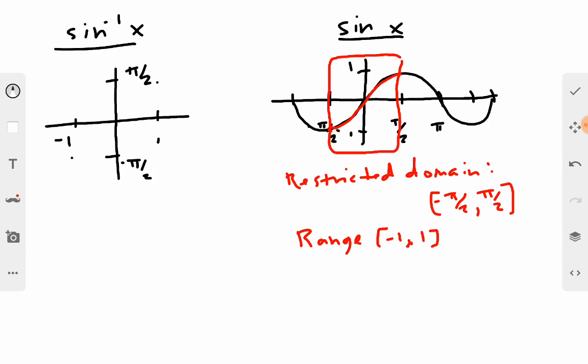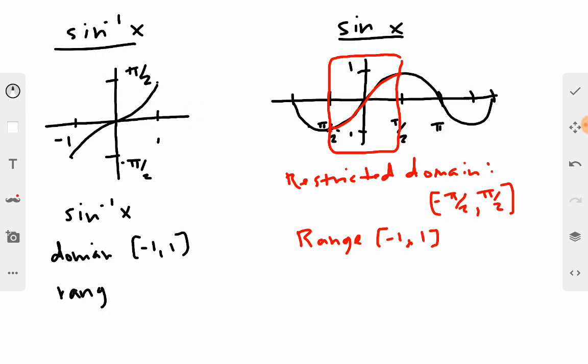So like that, and it should go like that. Okay, so there's sine inverse of x with domain negative 1 to 1 and range negative pi over 2 to pi over 2.